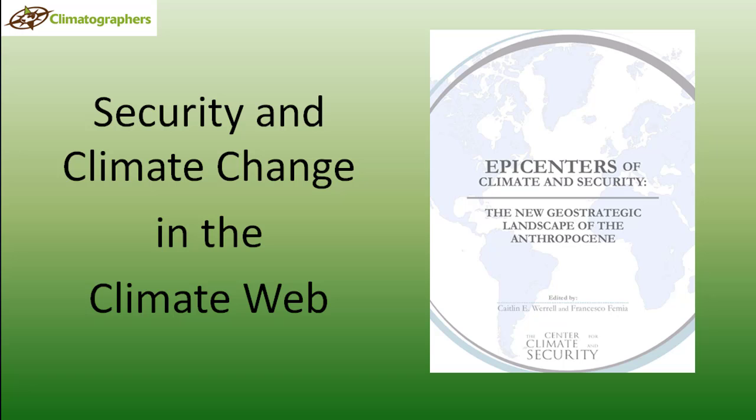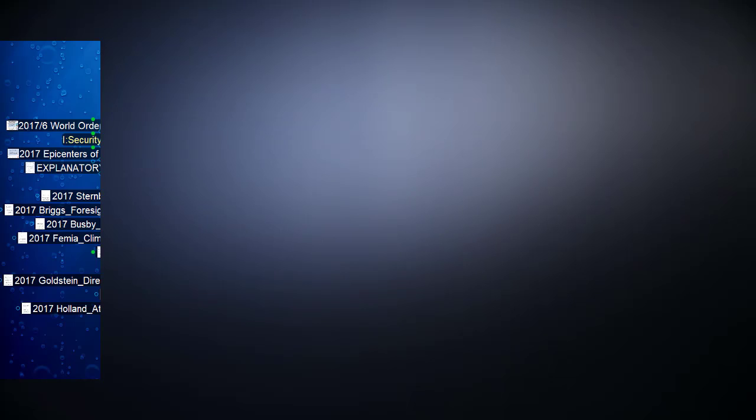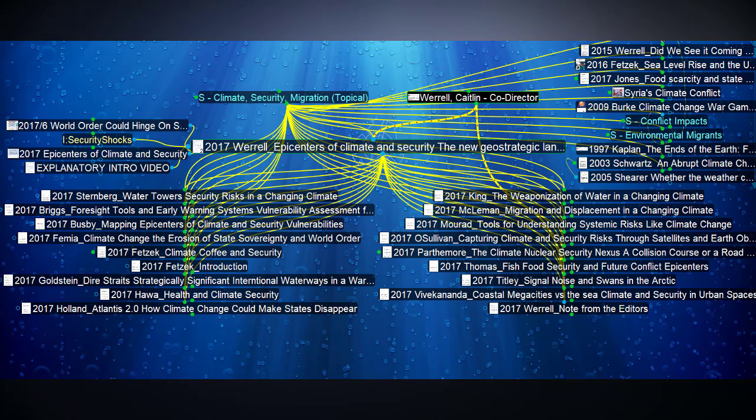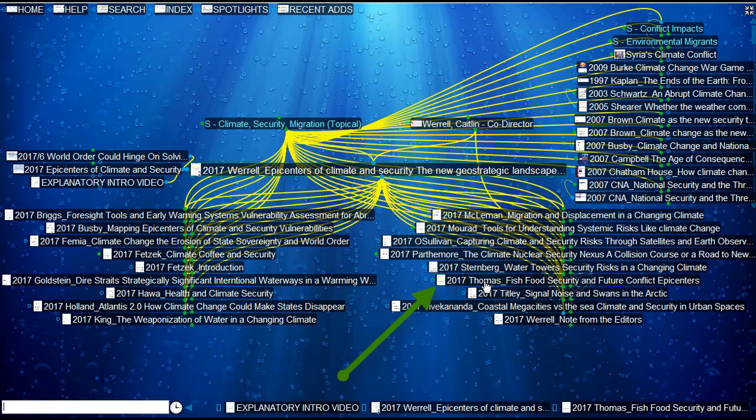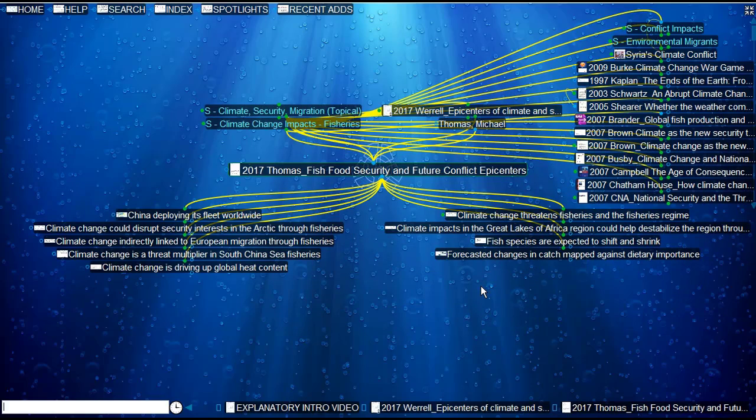This video isn't a Climate Web tutorial. Click on Thoughts at the top left or visit our website for that. This video explores how the Climate Web utilizes reports like the new Epicenters of Climate Insecurity to contribute to important climate conversations and decision-making. Michael Thomas's paper is particularly interesting, and I'll use it as an example.